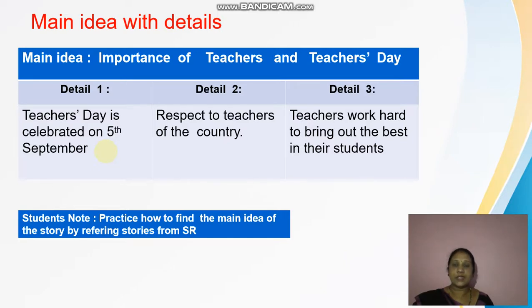The second detail is respect to teachers of the country. So this is the second supporting detail to find the main idea of the story. The third detail is teachers work hard to bring out the best in their students. So this is the third supporting detail. So these are the supporting details. With the help of these supporting details, we find the main idea of the story. So students, practice how to find the main idea of the story by referring to stories from the student reader. Now let us move to the next topic.